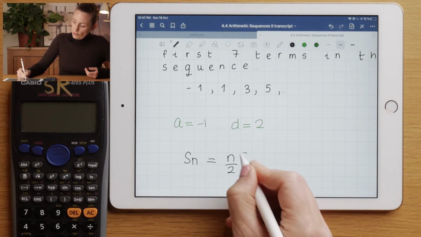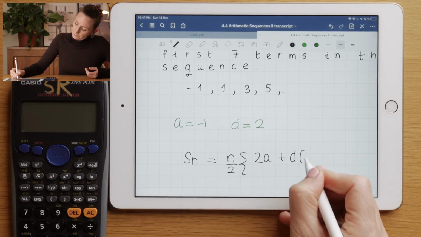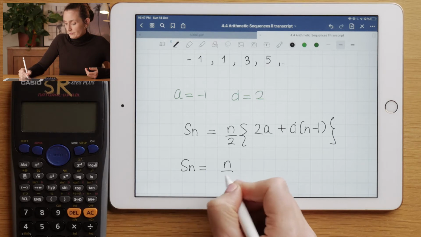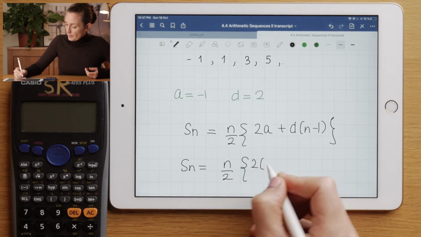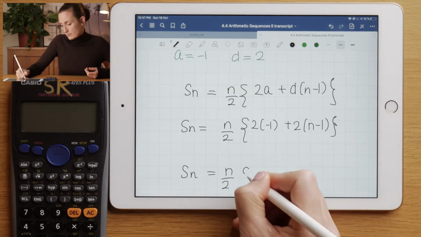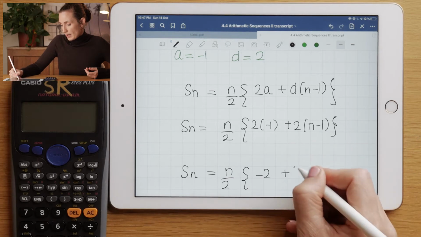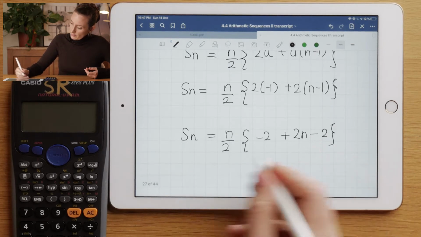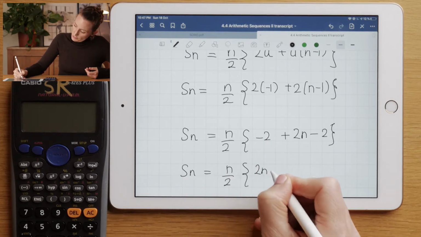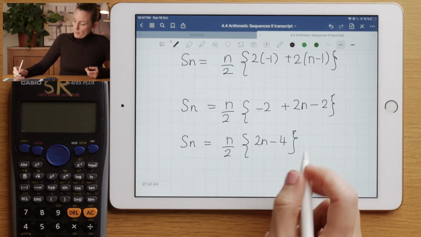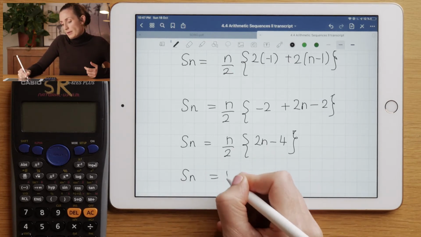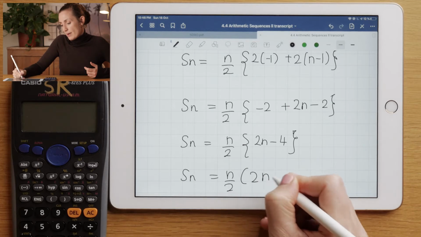First of all, you want to copy down your formula, and then you want to substitute inside it. So I'm going to replace A with -1 and D with 2. So that would be -2, multiply the bracket, 2n minus 2. So the formula would be Sn is n divided by 2, 2n minus 4. But now I've got only something little in, so I'm just going to use normal brackets. So Sn will be n divided by 2 times 2n minus 4.